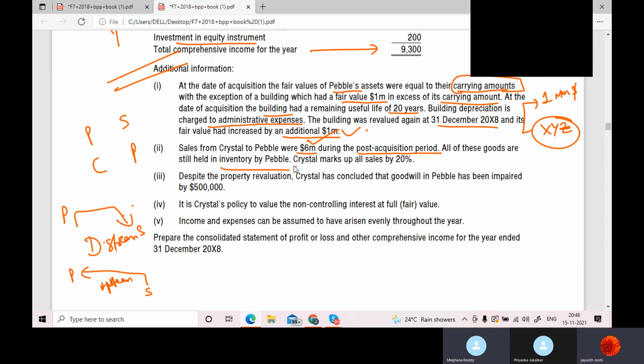You know very well how to treat this kind of thing. And the markup is also given. Crystal marks up all sales by 20%. So we will see how to calculate the things.